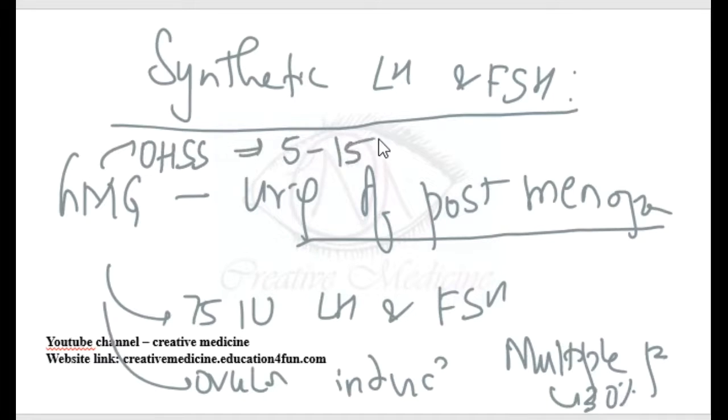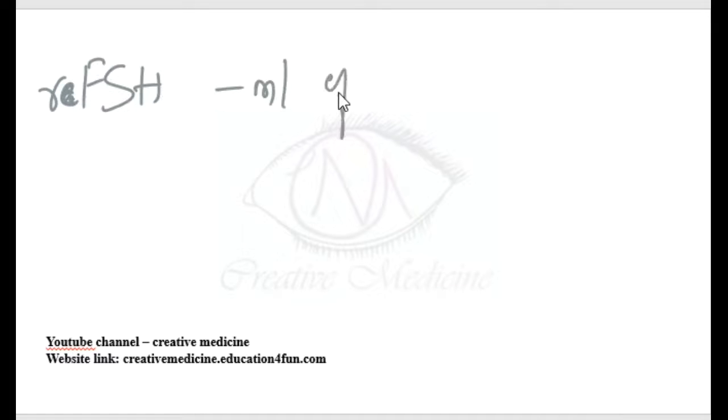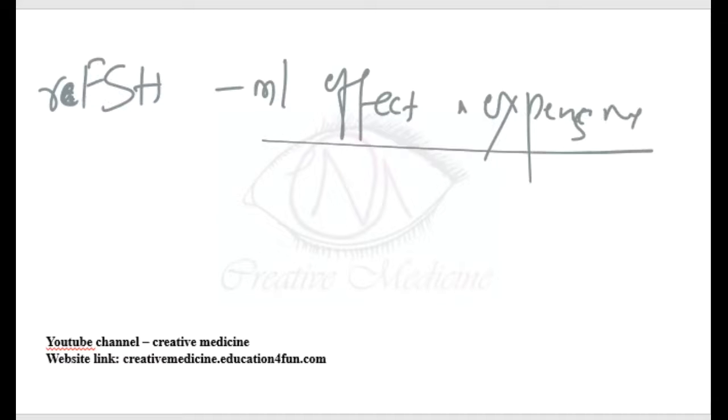is 5 to 15%. Recombinant follicle stimulating hormone. Recombinant follicle stimulating hormone is more effective and expensive than human menopausal gonadotropin.